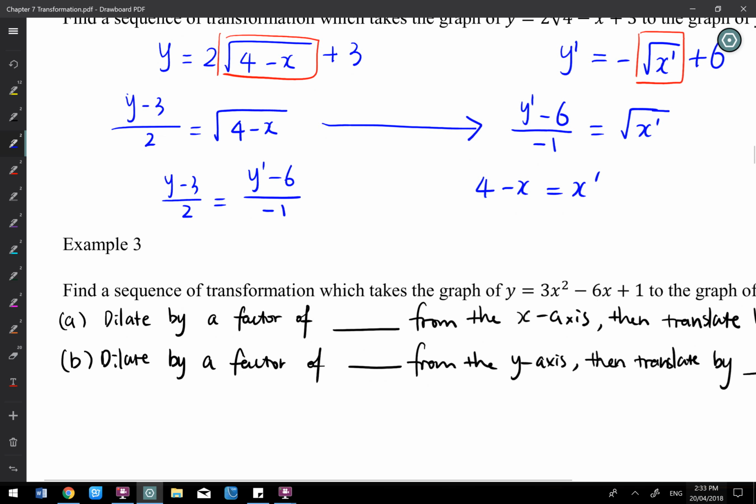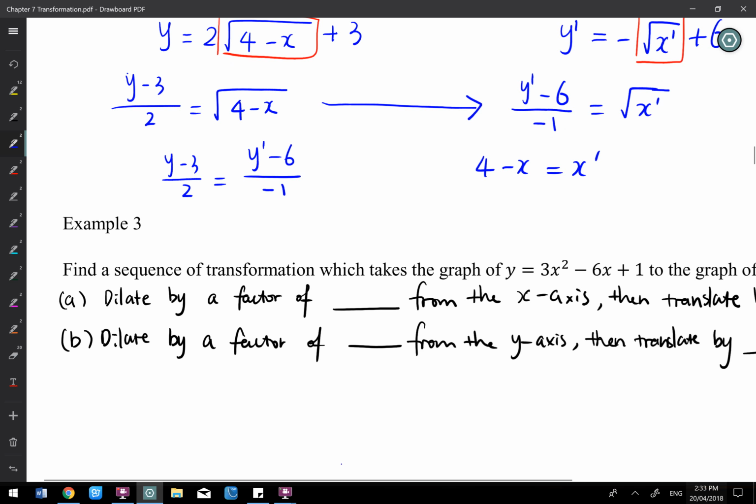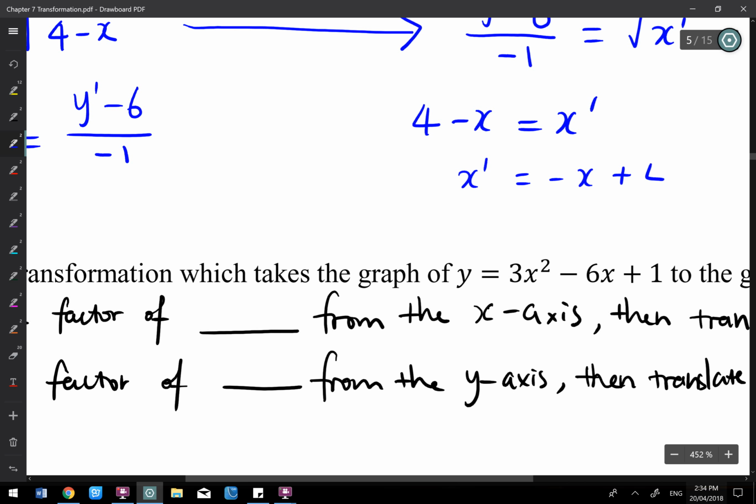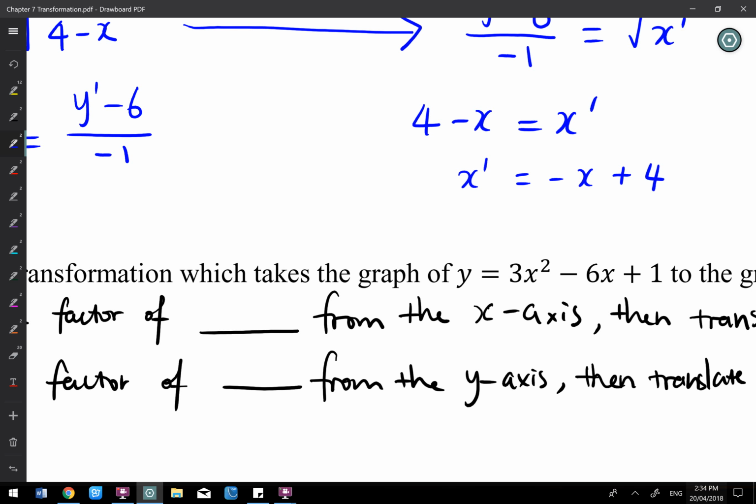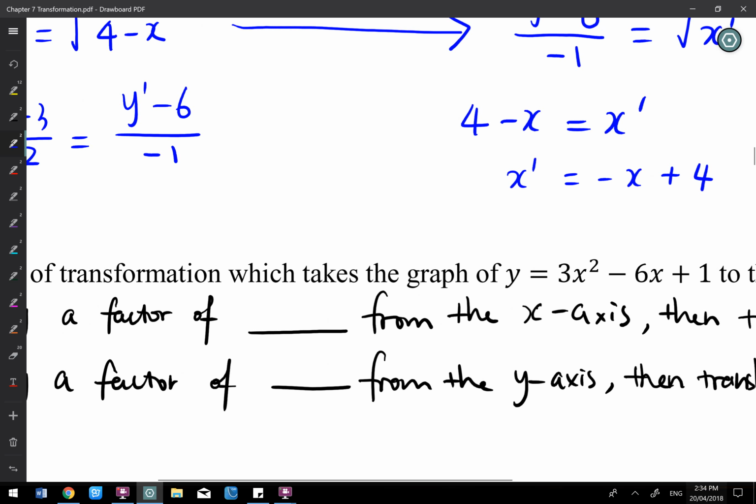Everything needs to be rearranged. Well, the x side is easy to rearrange. For the x, we have x dash equals minus x plus 4. I want to have DRT order, so this equation must be in the expansion form. This is the expansion form, no bracket, which is good. It will be in the DRT form, DRT order. So this is the x side.